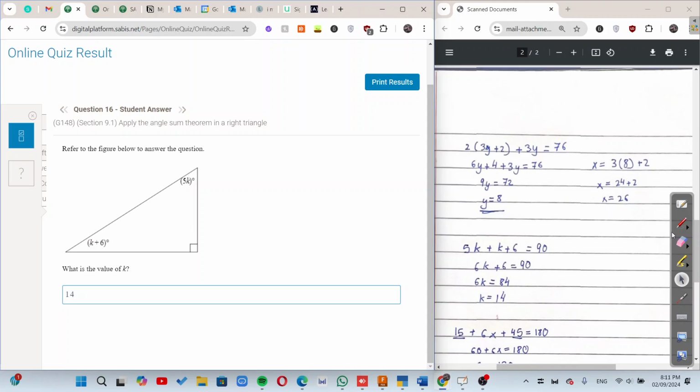Okay, so for this question, we know that the acute angles of a right triangle have to equal 90. So 5k plus k plus 6 equals 90. 6k plus 6 equals 90. 6k equals 84, which is 90 minus 6. And k equals 14. Next question.